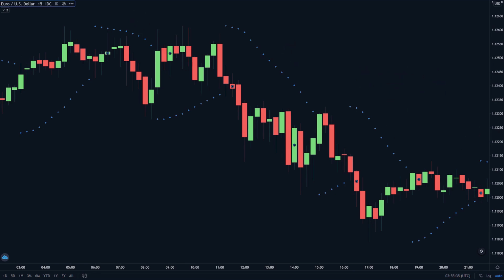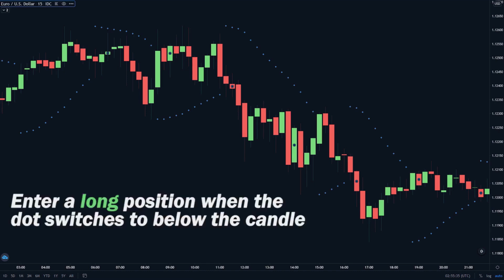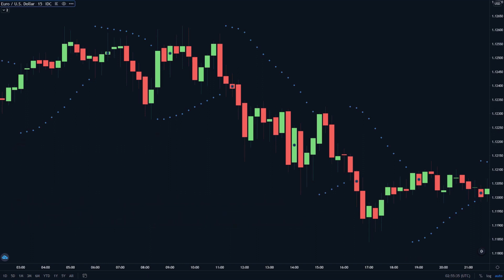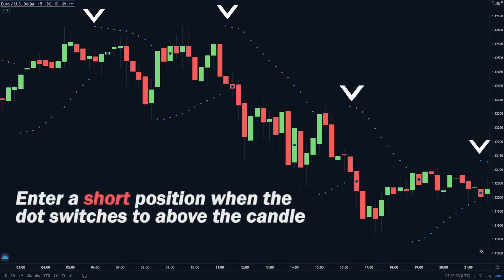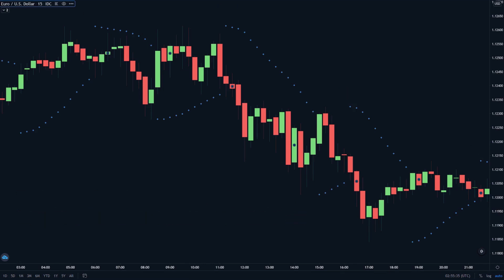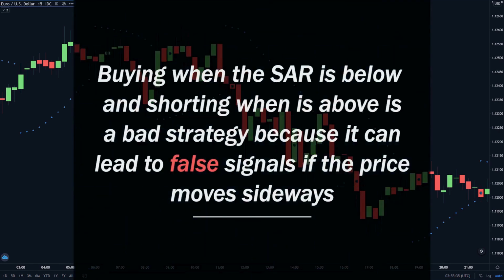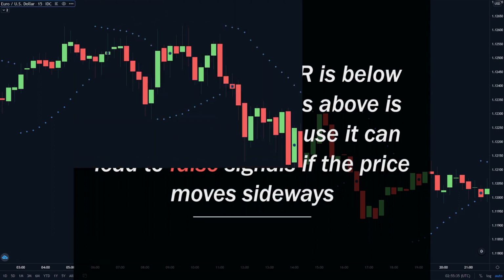A popular way of using the Parabolic SAR indicator is to enter a long position when the dot switches to below the candlestick, and when it switches to above the candlestick, you open a short position. Well, that is not a very good way of using the Parabolic SAR, because using the strategy this way would result in a very low win rate. It can lead to many false signals when the price moves sideways.